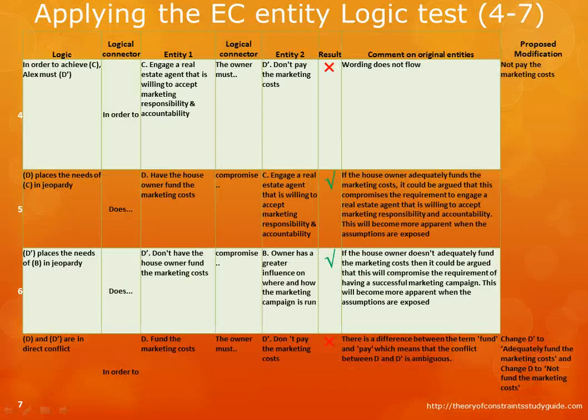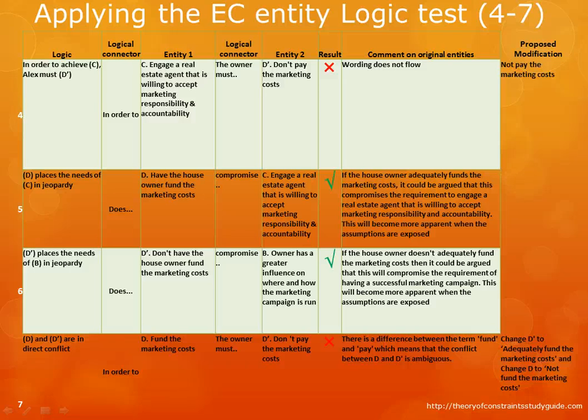So moving on to the final test, which is to validate that the conflict between D and D prime is direct and real. You can see that I applied this test to the current wording and came to the conclusion that it failed. And the primary reason was that, you'll remember in an earlier test we changed the wording in D from pay to fund, and we didn't make the same change when we looked at D prime.